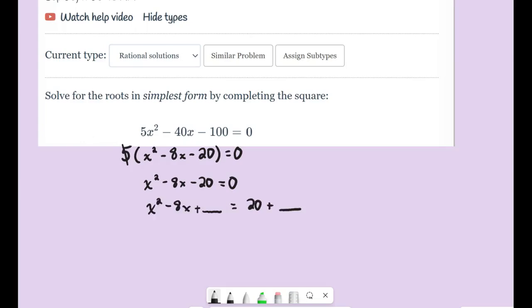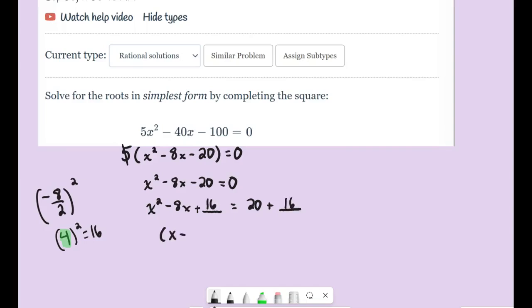Now I put in the missing constant value. I've taken the negative 20 and put it to the other side of the equation. You might have noticed that I put a plus, and it's always going to be plus because you're always squaring b divided by 2, and when you square something, it's always going to be positive. So we found that that value is 16. I'm going to put it on both sides.